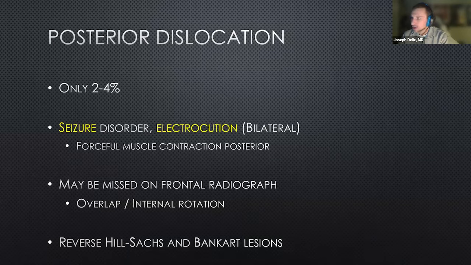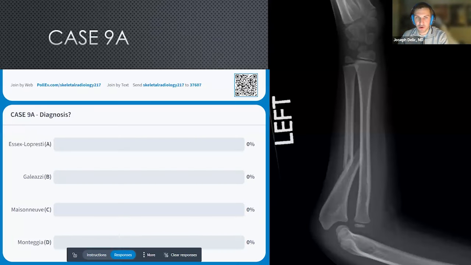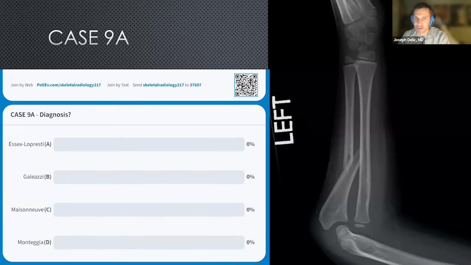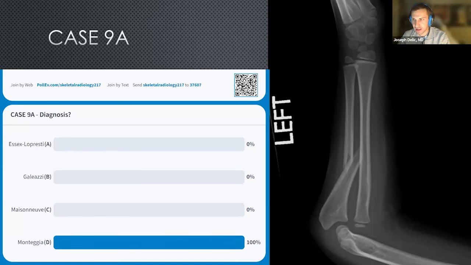Okay, now we're going to move on to the forearm. So we have a couple cases in a row. We had a patient that fell and has a fracture, and I want to know what's the diagnosis of this one. These are very common terms. We see these a lot on tests.